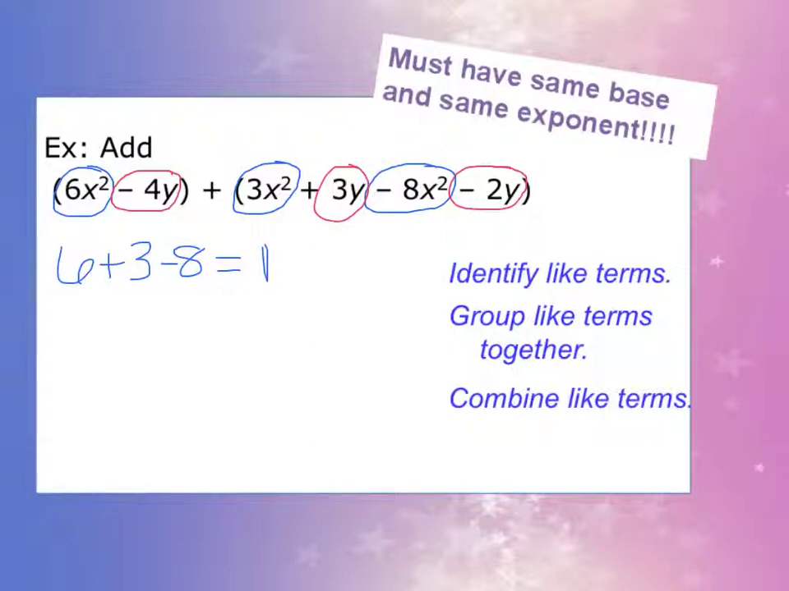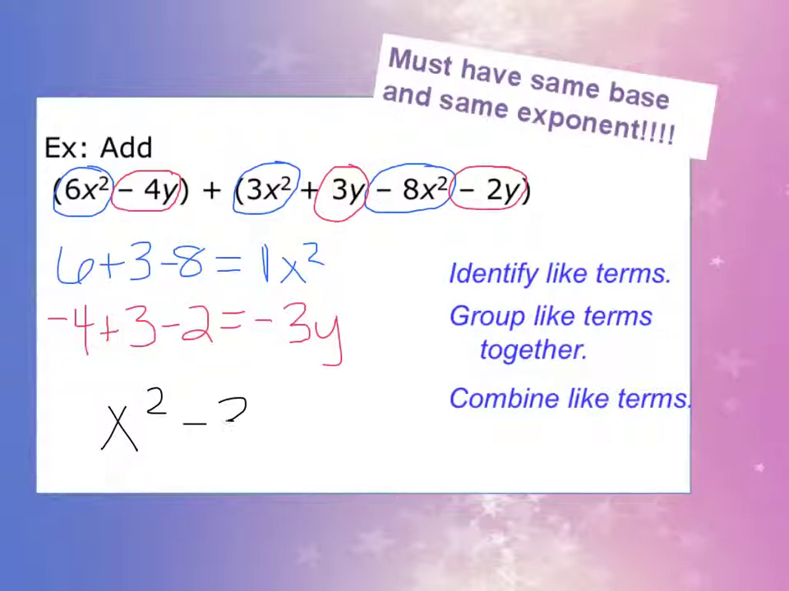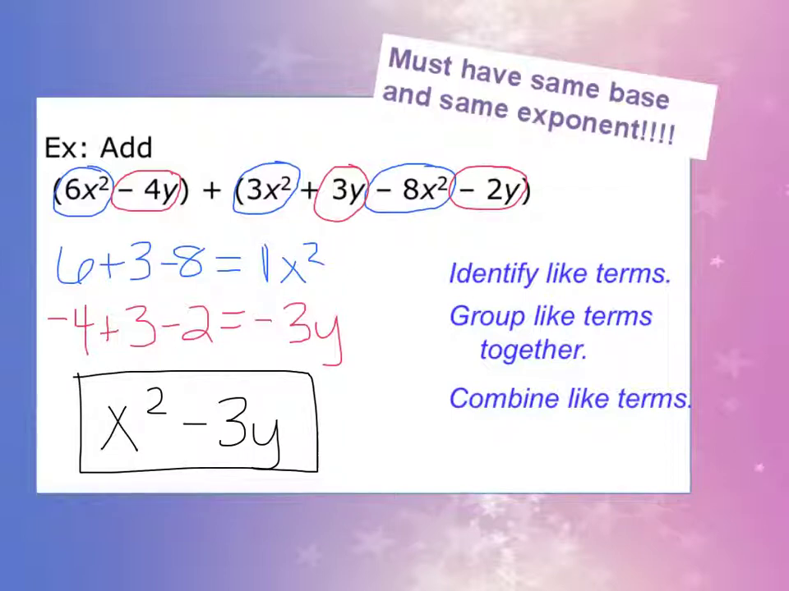So we have 1x squared. And then for the red, we have negative 4 plus 3 minus 2. And that will give us negative 1 minus 2, which is negative 3y. And combined as one final statement would be x squared minus 3y. And I'll box that. And there's our final answer.